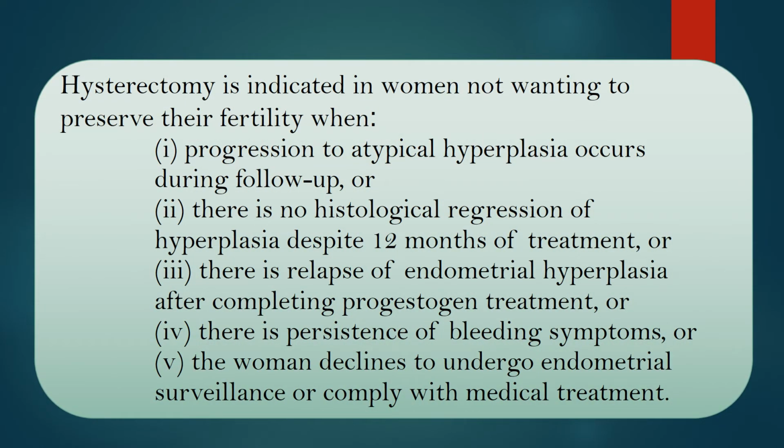Hysterectomy is indicated in women not wanting to preserve their fertility when progression to atypical hyperplasia occurs during follow-up, or there is no histological regression of hyperplasia despite 12 months of treatment, or there is relapse of endometrial hyperplasia after completing progestogen treatment, or there is persistence of bleeding symptoms, or the woman declines to undergo endometrial surveillance or comply with medical treatment.